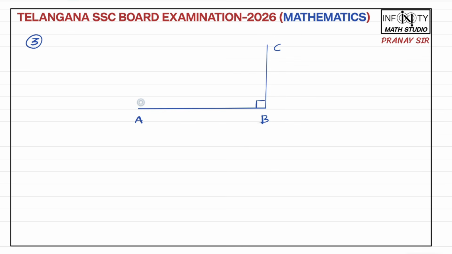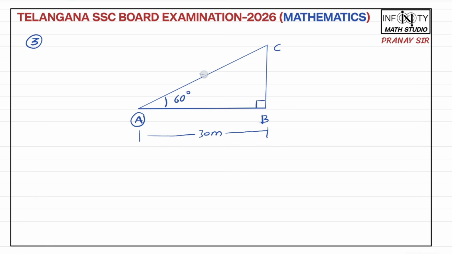Now from point A, the observer is observing the top of the tree, which is point C, at an angle of elevation of 60 degrees. And now he gave that observer A is 30 meters away from the foot of the tree. B is the foot of the tree, right? Now this is the final diagram.